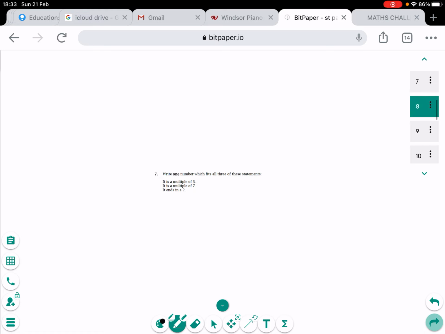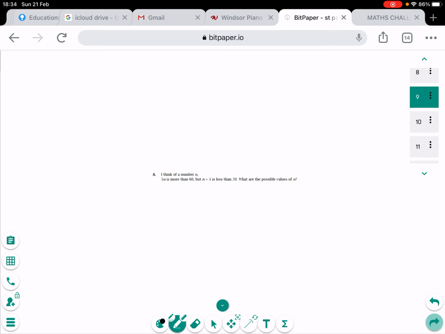For question 7, it's write one number which fits all 3 of these statements. So my suggestion would be to work from the 7, so the largest number. So 7, 14, 21, 28, 35, 42. Now, 42 is a multiple of 3 and ends in 2. So 42 is our answer.